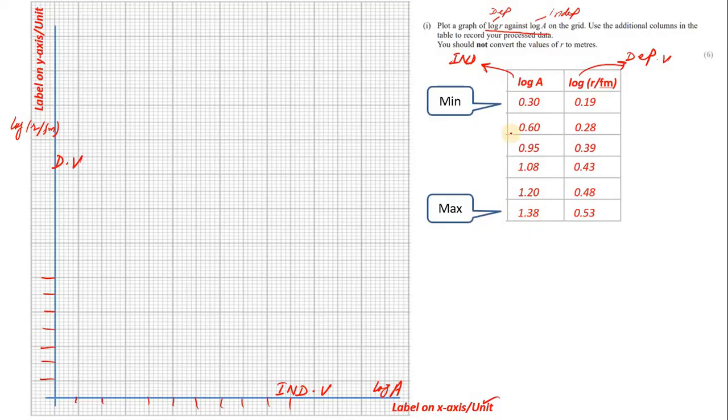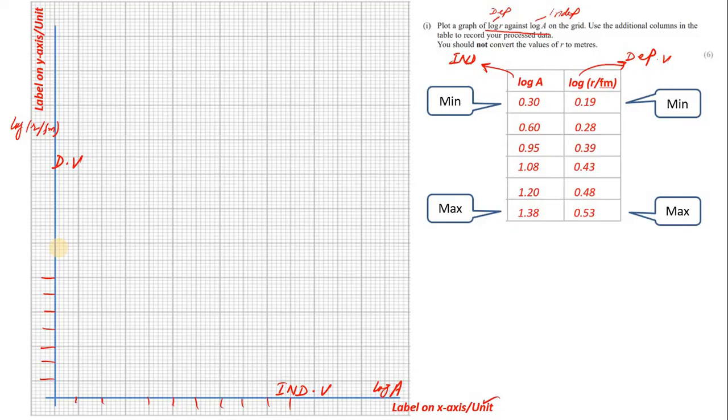So your scale should start at least from 0.3 or 0.2 or 0.1 or 0. It depends on the space given. And the maximum should go to 1.4, 1.5, something like that. And for the second column, your minimum value is 0.19 and the maximum value is 0.53. So you can start with 0.1 or 0.15, something like that, and go to 0.55. This is the range of values that you plot on the x-axis and y-axis.